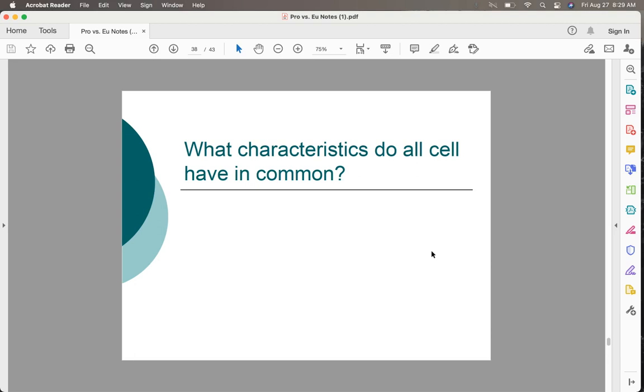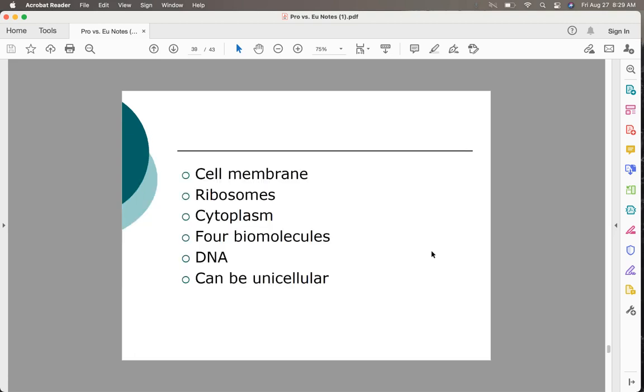All cells have our biomolecules. All cells contain DNA. All cells have a cell membrane. All cells contain cytoplasm. And all cells have the capability of being unicellular. But remember, all prokaryotes are unicellular, and some eukaryotes are unicellular.